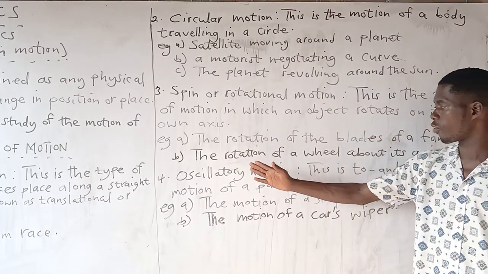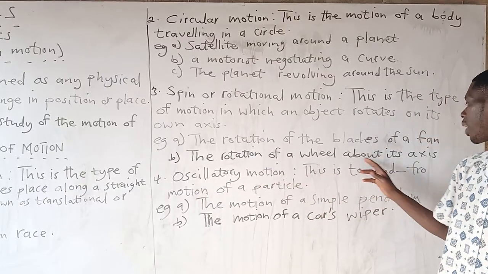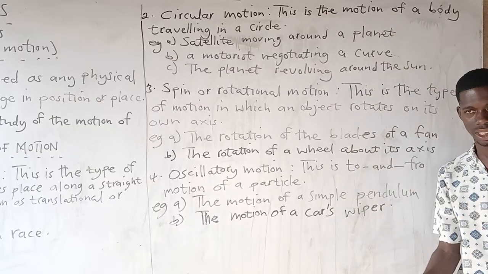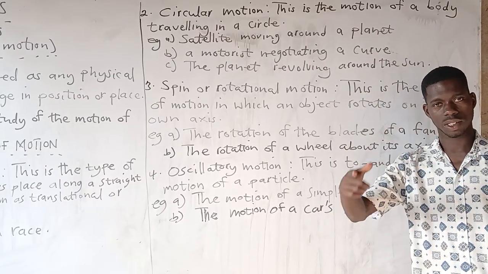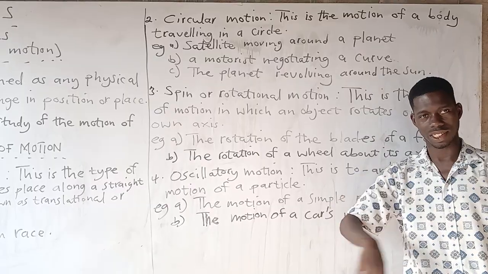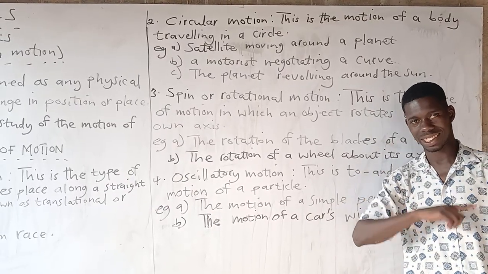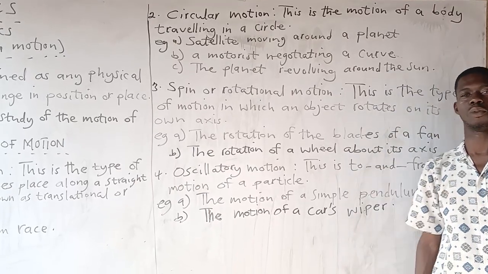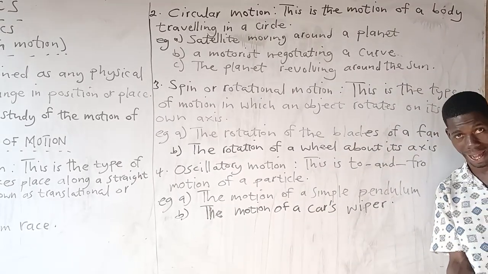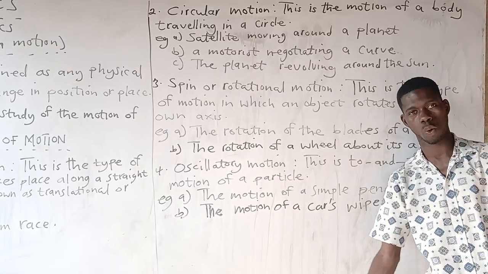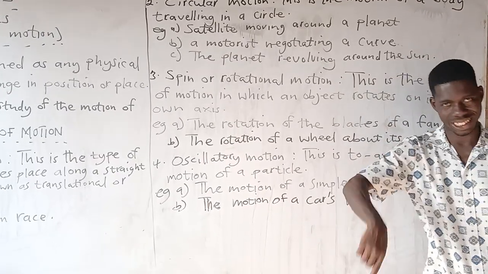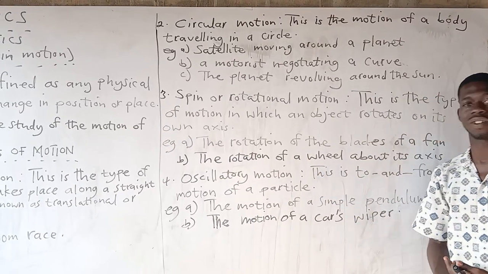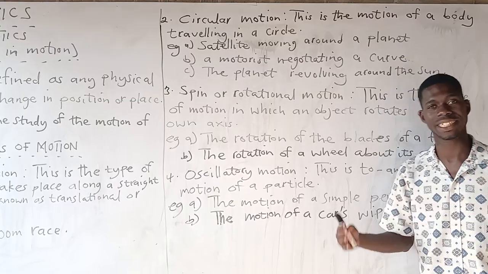Then another example of rotational motion is the rotation of a wheel about its axis. You can see the wheel also rotates on its own axis. It's like the barbing salon chair that moves on its own axis. We have a certain spindle that helps the body to rotate on that axis. So these are some of the examples of spin or rotational motion.